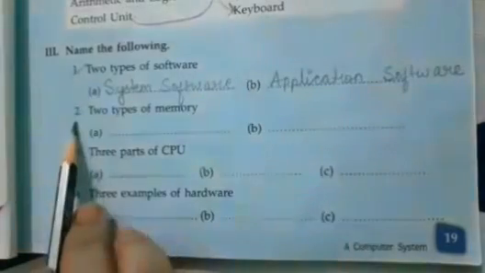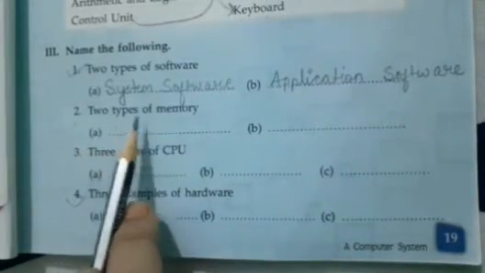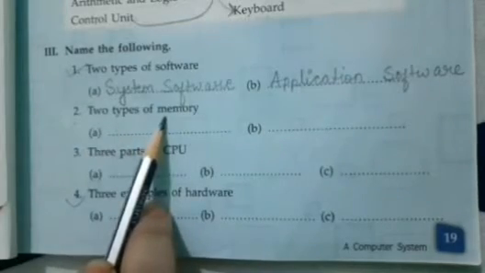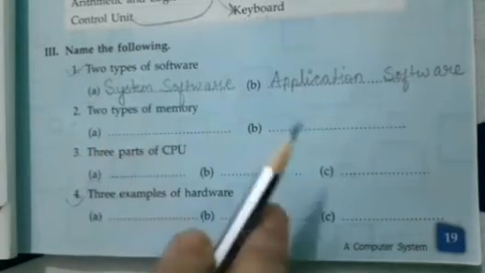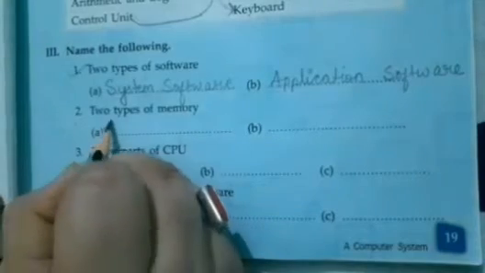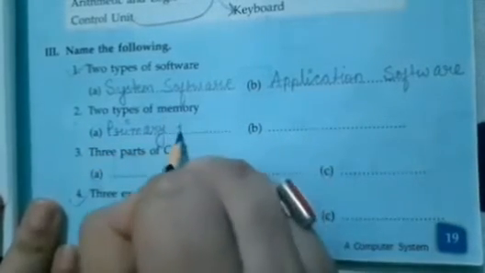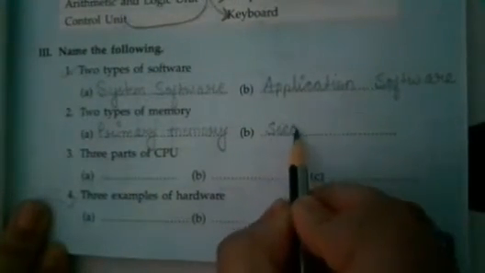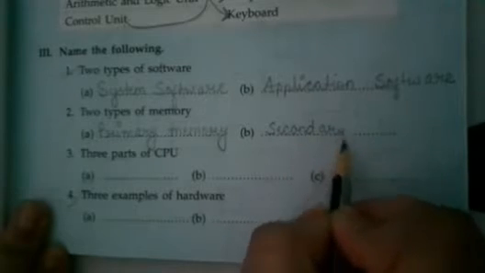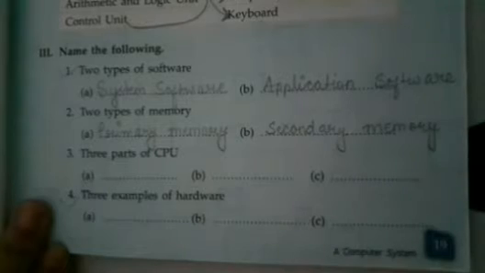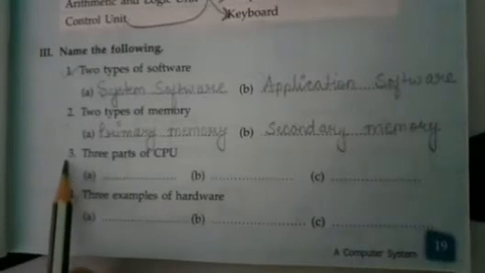So children, come to the next point. Two types of memory. As we have already studied, memory is of two types, primary memory and secondary memory. So write down here primary memory. And the next type of memory is secondary memory. Okay, so come to the third question.